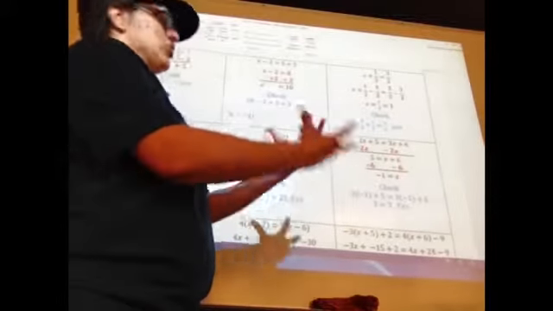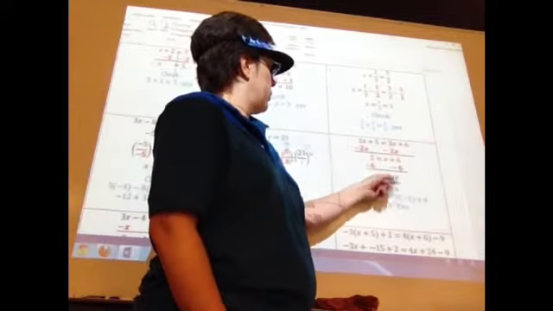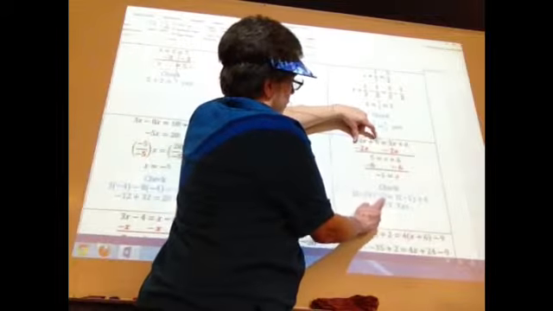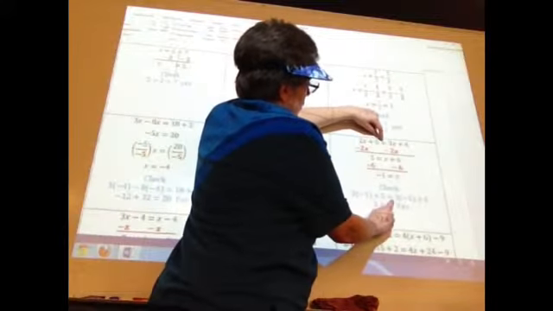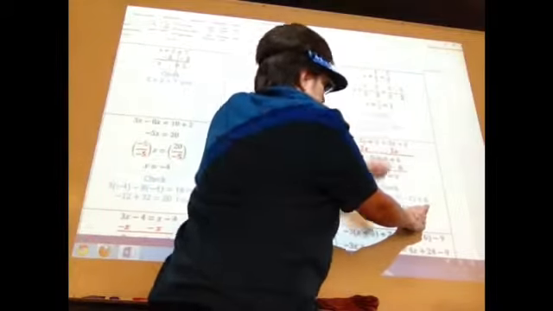And now I just want to check my work. I get my original equation, and wherever there's an x, I put in a minus 1. So 2 times a minus 1 plus 5 should equal 3 times a minus 1 plus 6, if I did everything right.